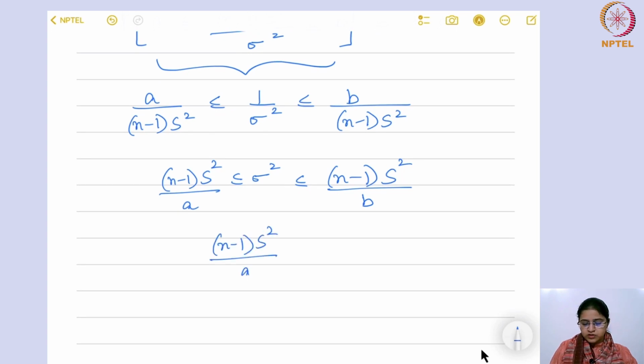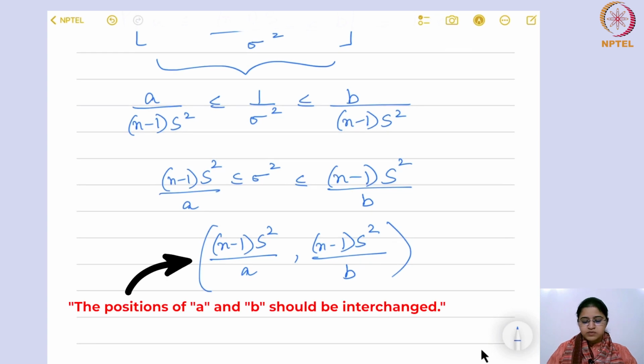n-1 s square over A. So this is easy to calculate also, because if you know A and B, the sample size is given to you, the sample variance is also known to you, and you know at what confidence level you have to calculate. So basically you know alpha by 2 also. You know the degrees of freedom, so you can calculate the chi-square value for that. From the table you can see, or if you're using any software, then you can easily get this value. So it is very simple to see.